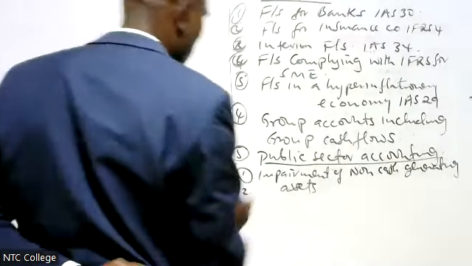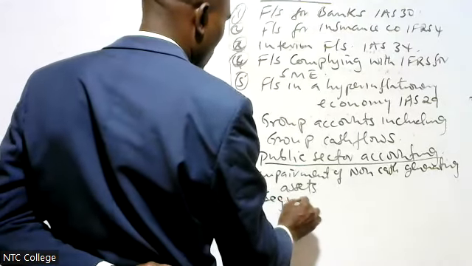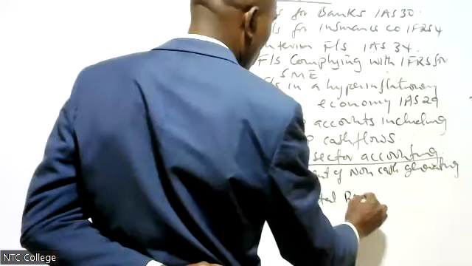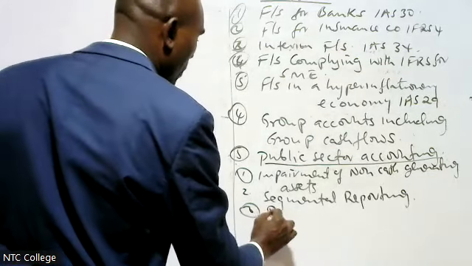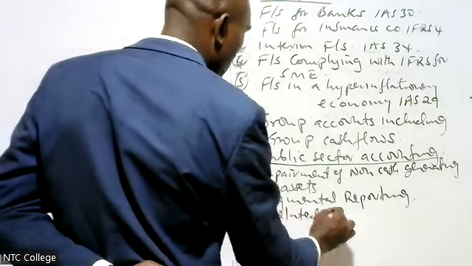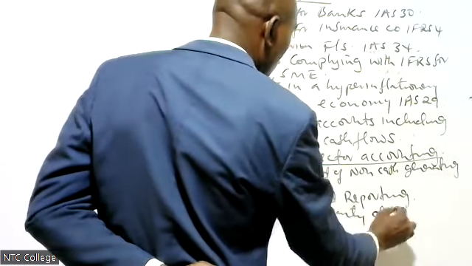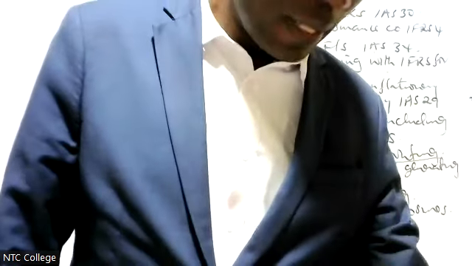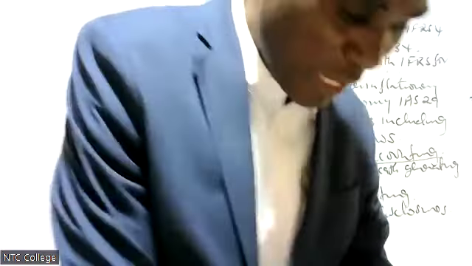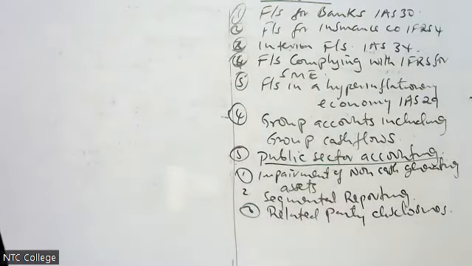Number two, under public sector, segmental reporting. Number three is related party disclosures. We have related party disclosures there, under public sector.